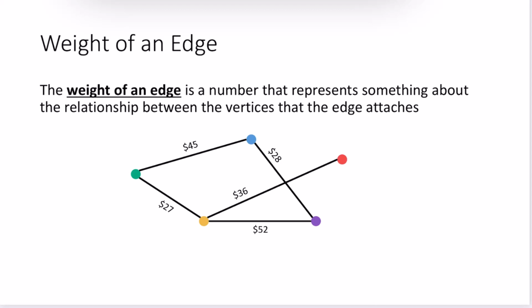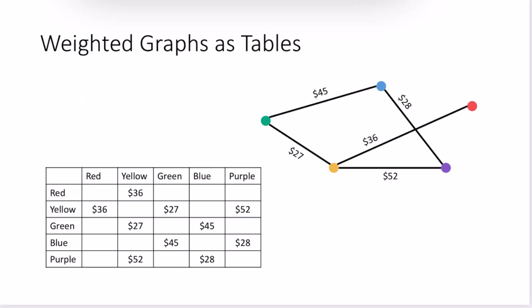Or if you had the different vertices representing maybe like different land masses, you could have the edges representing bridges between those different land masses, and maybe the weight of the edge could be the cost of building that bridge. So there's a lot of different things that you could use the weight of an edge to represent, but in general, it's a number that represents something about the relationship between the vertices. And when you have weighted edges, sometimes the graphs will be represented as tables instead of as diagrams.